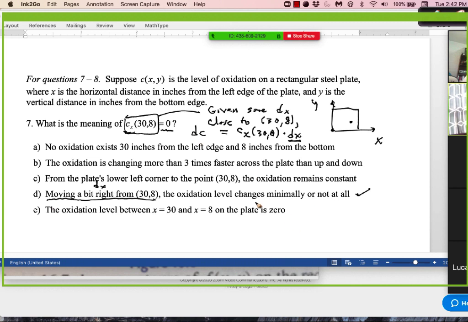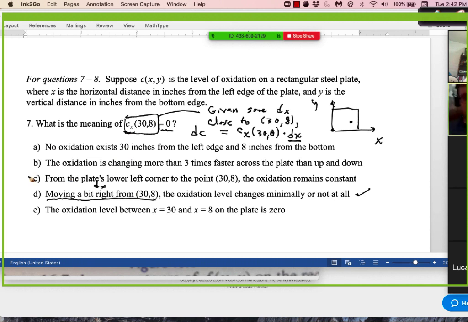And then the rest of them, I guess one that's been popular in the past, let's see. So this, no oxidation exists at 38. That would be just C of 38 equals 0, right? So this is talking about the rate of change, so it's not A.